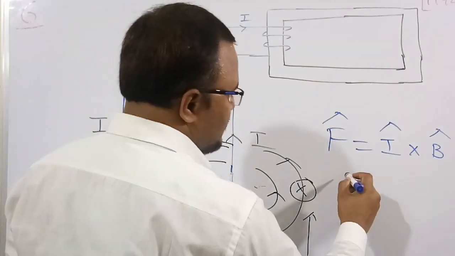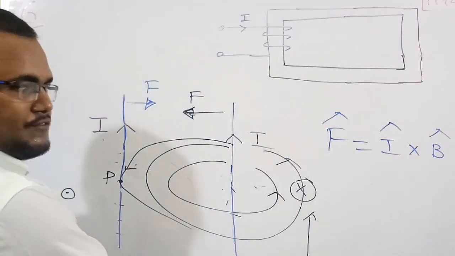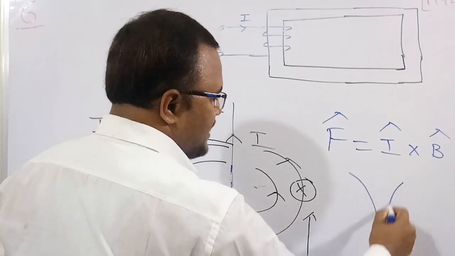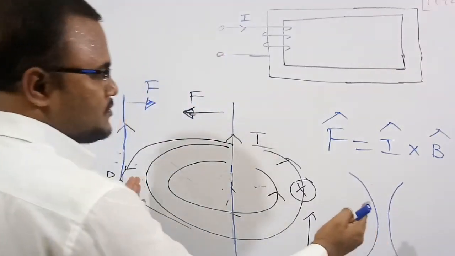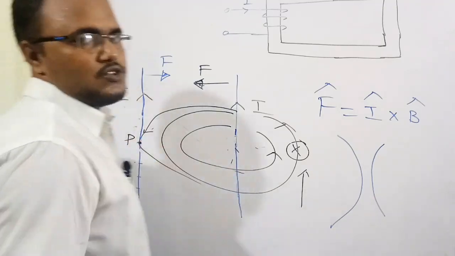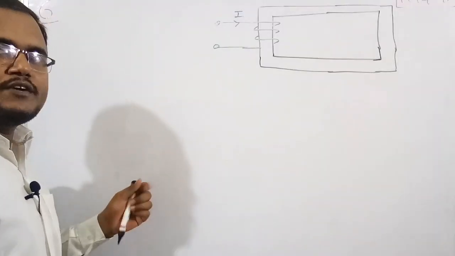and finally they will become like this. Suppose initially they are in a straight manner, and finally they will be like this. This is wire A and this is wire B. They are going to come close to each other. So now we will move forward to another case.